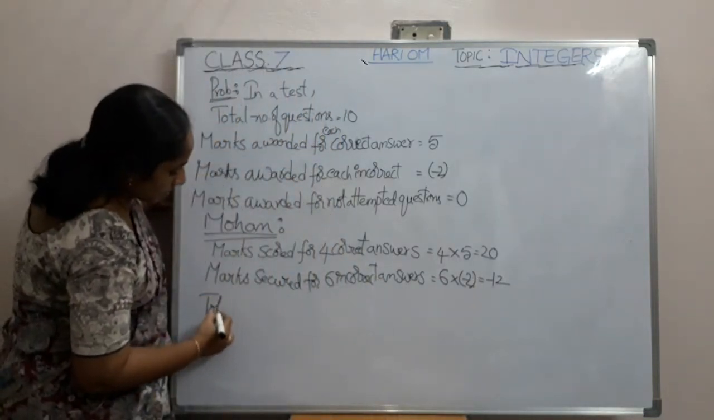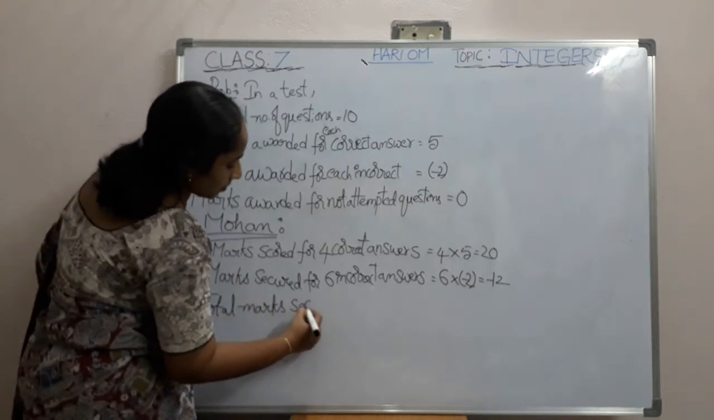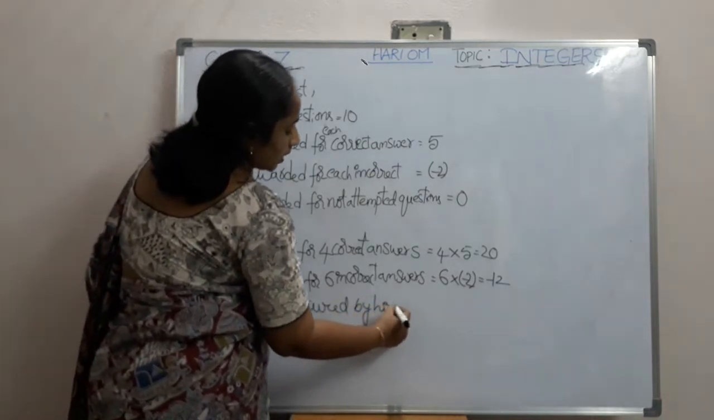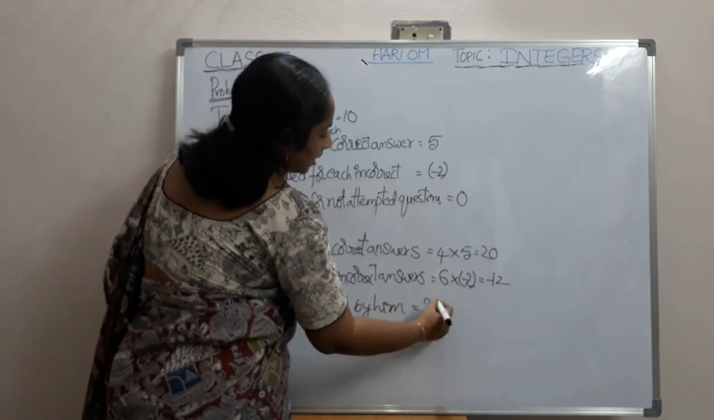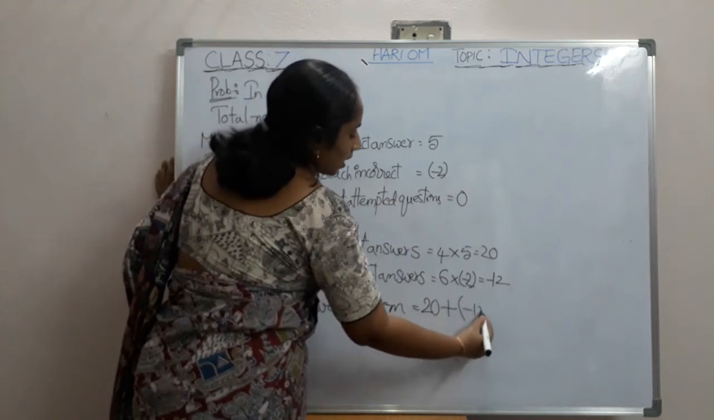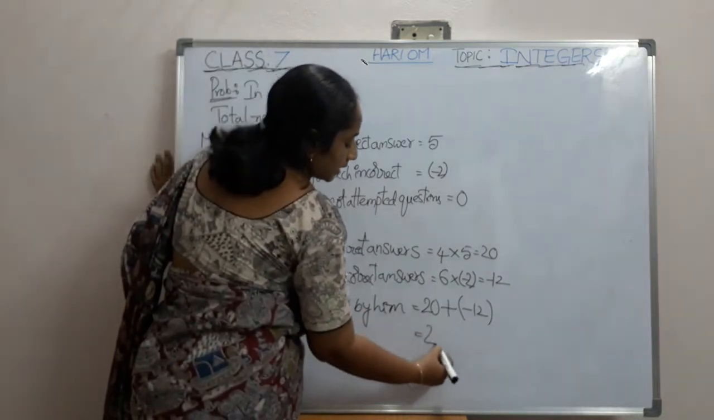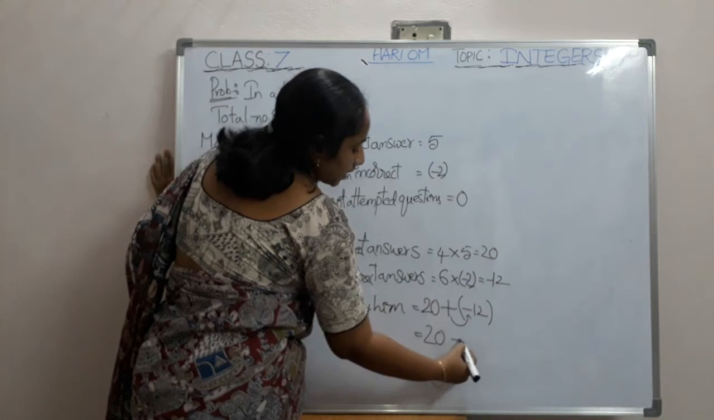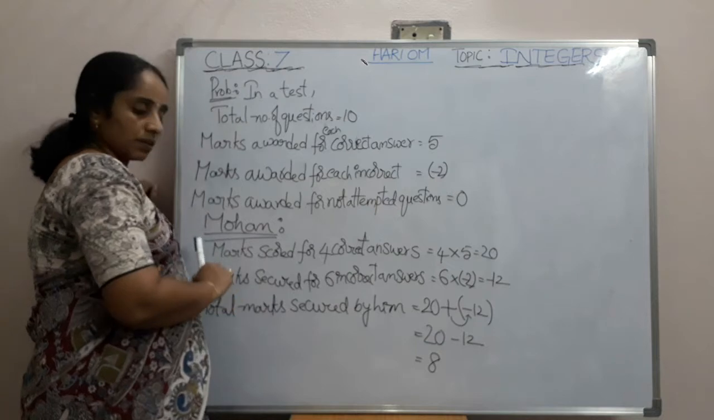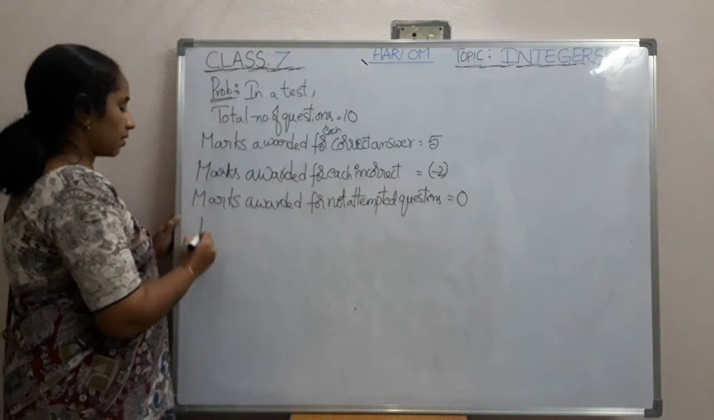Total marks secured by him is equal to 20 for correct answers, and minus 12 for incorrect answers. So that is 20 plus minus 12, which is 8. So Mohan's score is 8. The next one is Reshma.